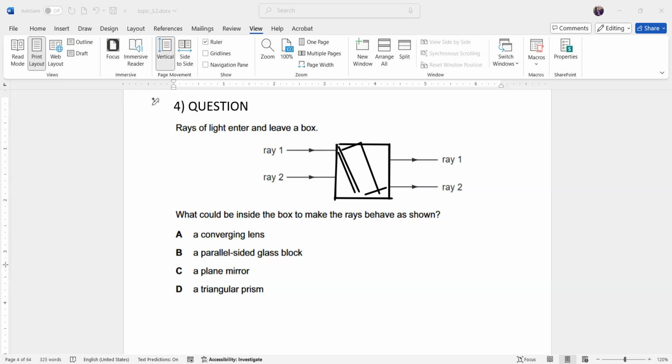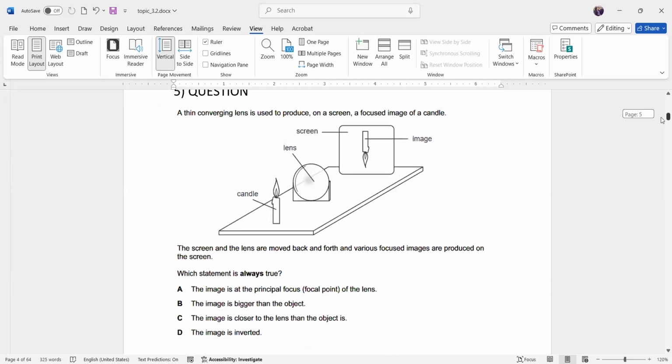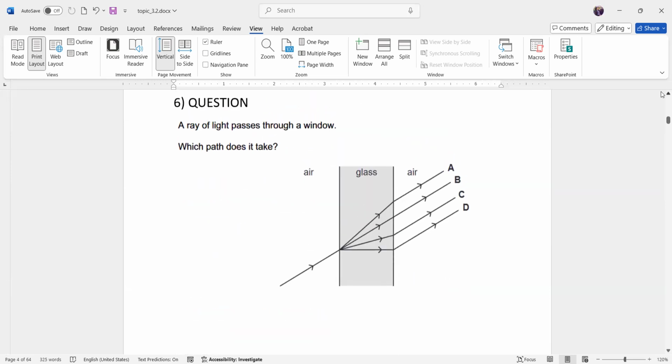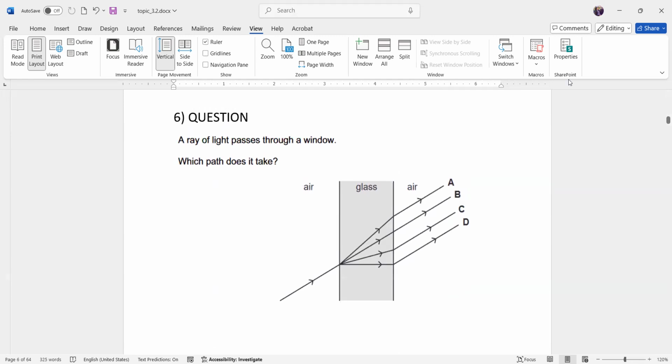Moving on to the next question. This is related to a lens. This one, question 6. What could be the answer? Use a chat to answer these questions. A ray of light passing through a window. Which path does it take?